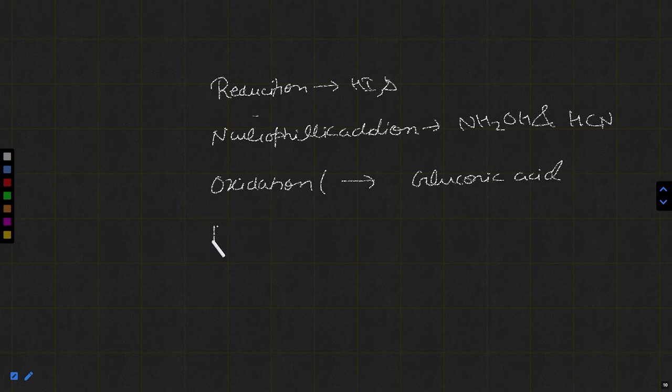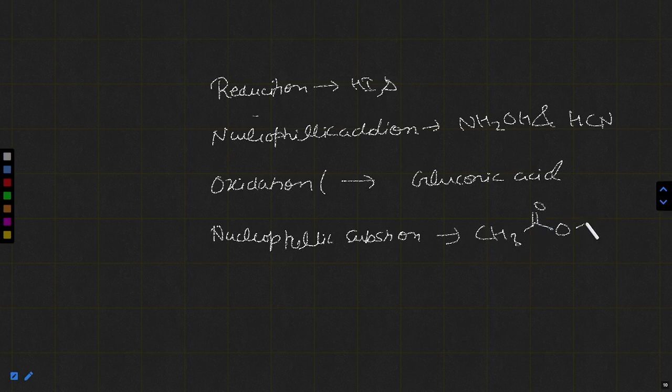Then we have done the nucleophilic substitution, in which we have converted our OH group into an acetyl group, CH3CO. So we have treated it with acetic anhydride, and in it we have done the nucleophilic substitution. At last we have again oxidation, but this time under harsh conditions. That has given us saccharic acid.